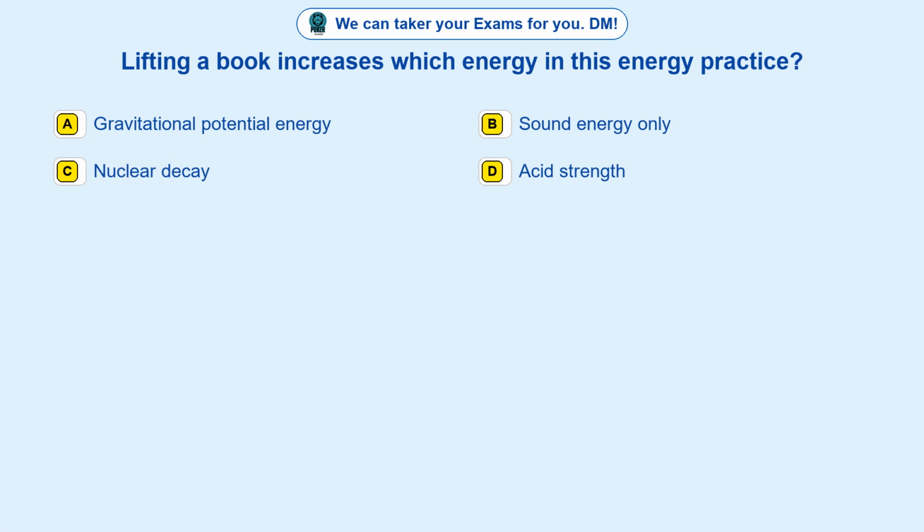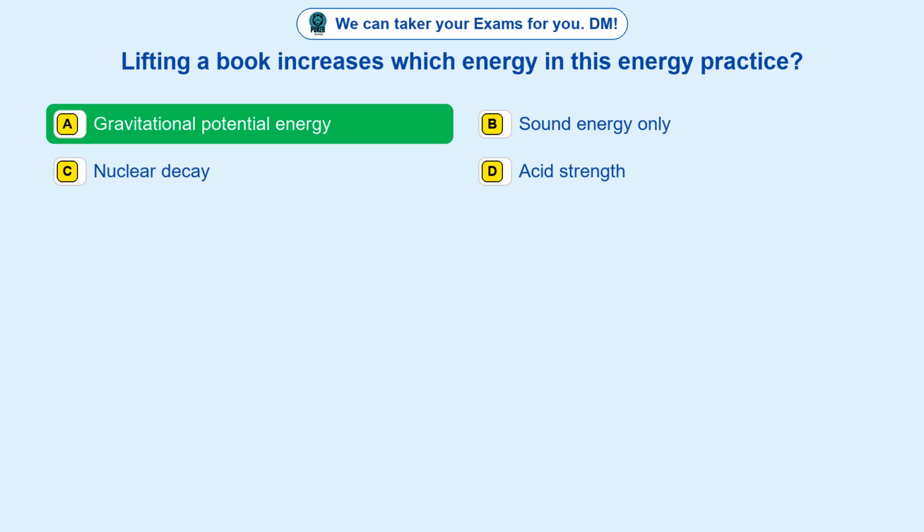Question 61. Lifting a book increases which energy in this energy practice? Option A, gravitational potential energy. Option B, sound energy only. Option C, nuclear decay. Option D, acid strength. The correct answer is option A, gravitational potential energy.